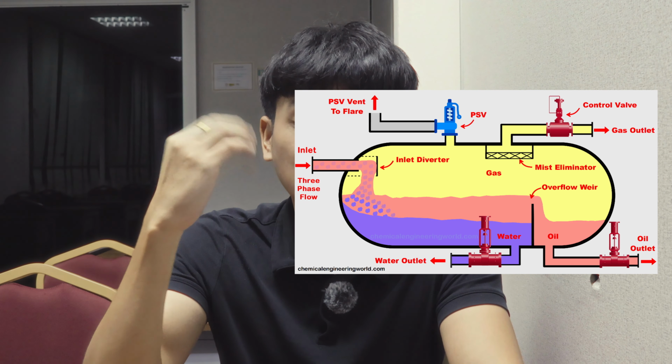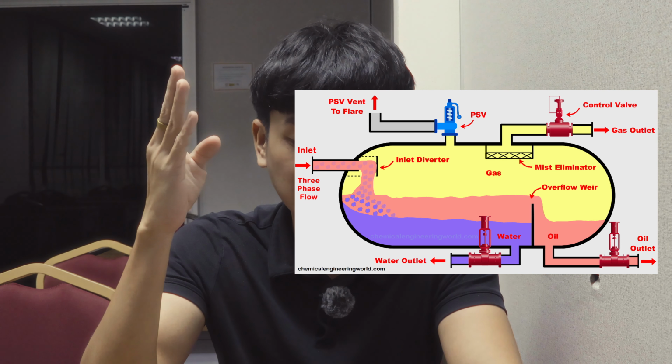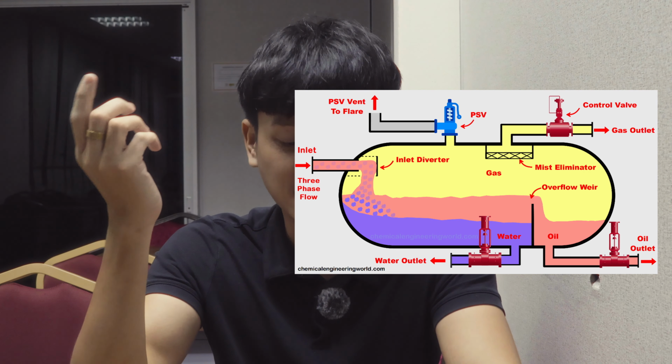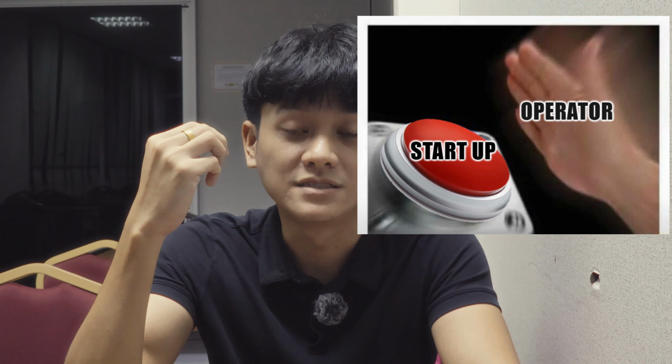Gas rises to the top because it has the lowest density. This provides clean separation and reduces the load on downstream processing equipment. Okay, for startup operation. Now, I will explain the startup operation of a separator.